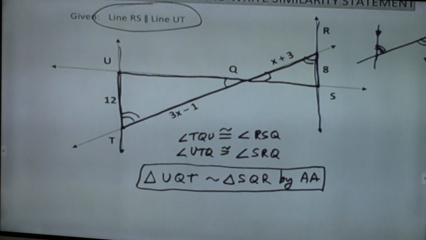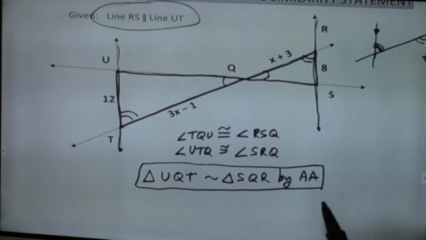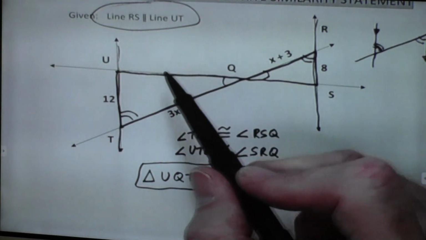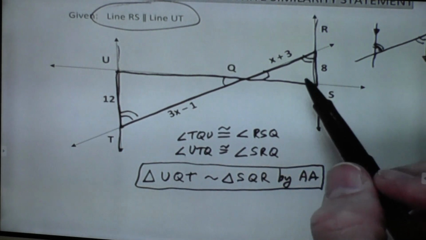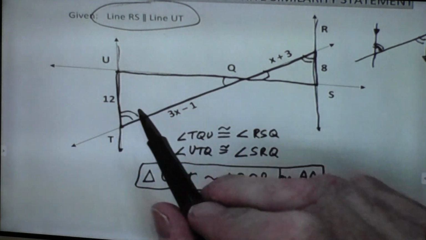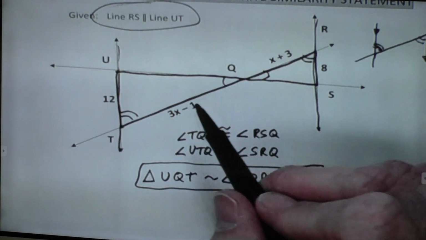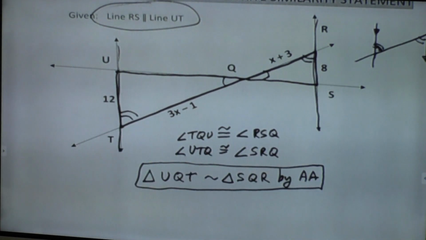So, we've proven that these two are similar. Now that we've proven that they're similar, all the other things fall into place. Automatically, it means that this angle matches that angle. Automatically, it means the sides are proportional. So, I couldn't before use 8 over 12 matching x plus 3 over 3x minus 1, but now I can.